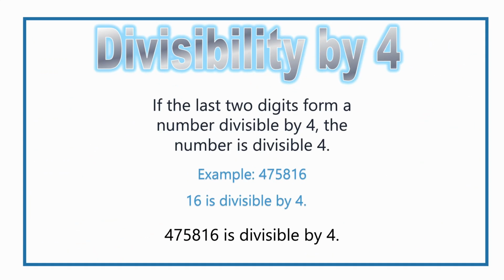Divisibility by 4. The rule is, if the last two digits form a number divisible by 4, the number is divisible by 4. For example, 475,816,000 is divisible by 4 because the last two digits are 16, and 16 is divisible by 4.